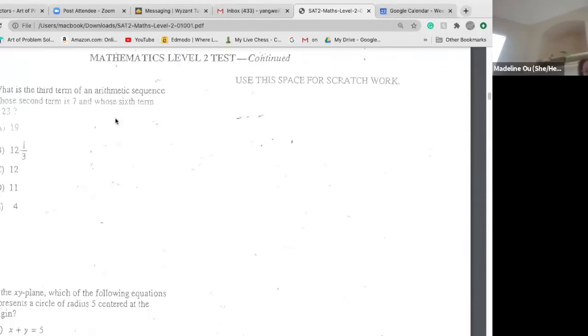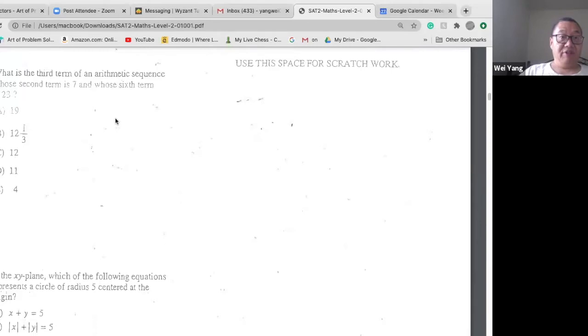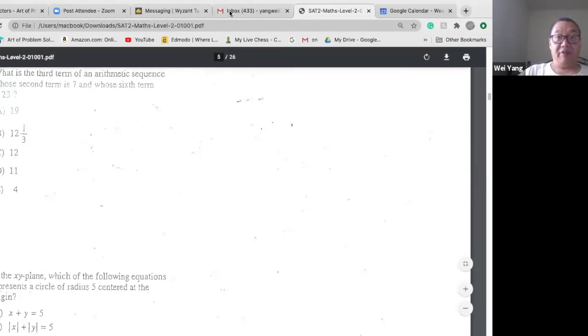Then now let's see number 5. What's your answer for number 5? D. Now let's say you choose D. They ask you what is the third term of arithmetic sequences? I mean C. Oh, you said C? Okay. Now let's see, whose second term is 7. That means A2. Suppose A2 equals 7 and A6 equals 23. Then they ask you, what is the third term?